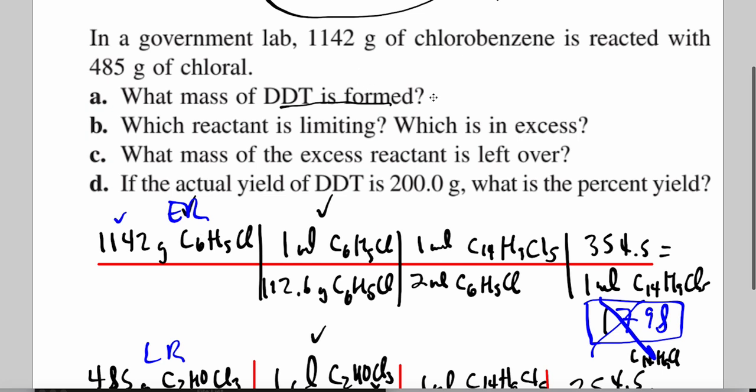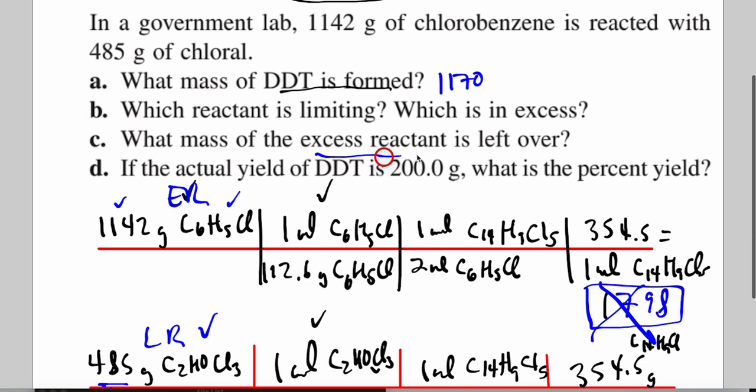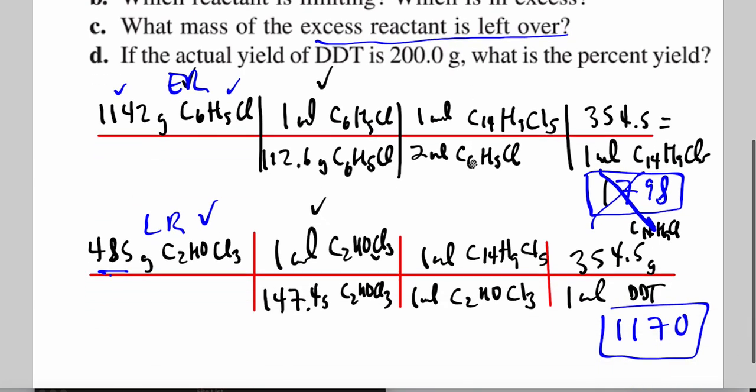So then we know how much DDT is going to be formed. It's going to be 1170 with sig figs. Limiting reactant we know is going to be the chloral. Chlorobenzene is going to be the excess reactant. And then we ask how much of the excess is left over. That's where we're going to go in and use the grid. We're going to reuse our grid. So essentially what we're going to do is we're going to recycle, help save the planet. But what we would do is right here, we would do this.